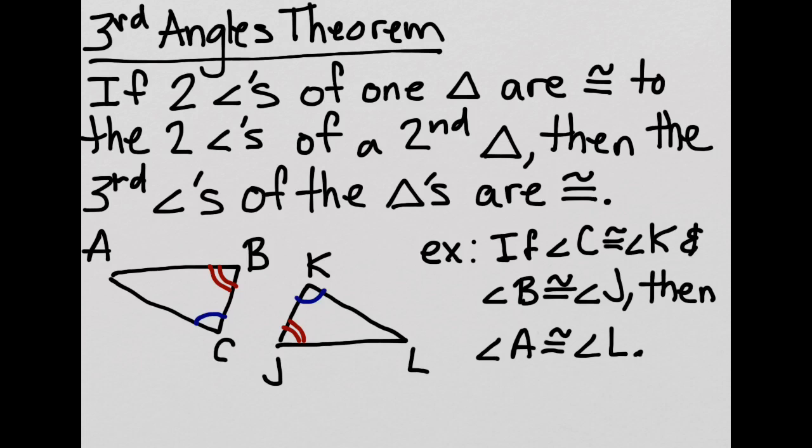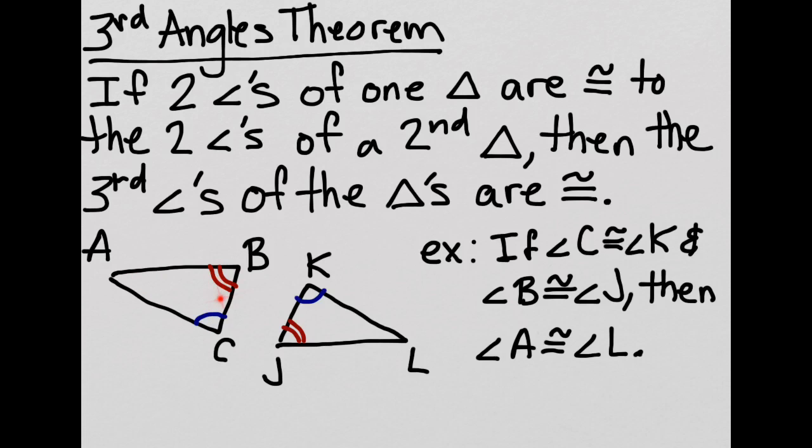The third angle theorem you do need to write down as part of your notes. This is on page 293, I think, if you for some reason can't read my writing. The third angles theorem says that if we've got two angles in one triangle congruent to two angles in another triangle, then their third angles have to be congruent as well. This comes from the 180-degree sum theorem, which says, if you remember from Thursday, that all three angles in a triangle have to add up to 180.